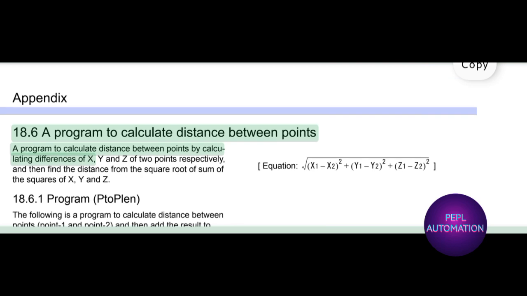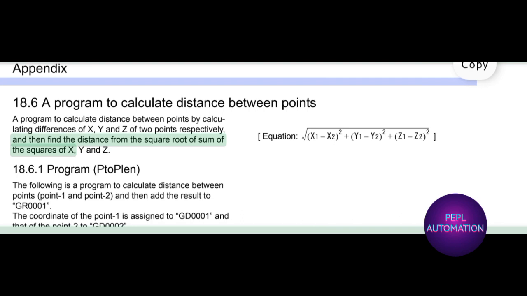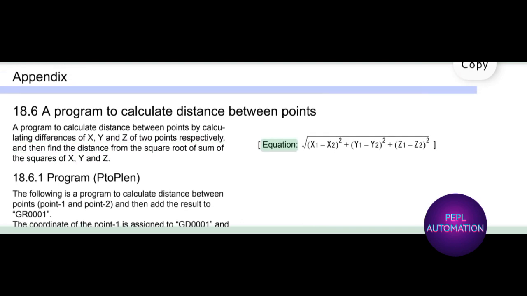18.6 A program to calculate distance between points. A program to calculate distance between points by calculating differences of x, y and z of 2 points respectively, and then find the distance from the square root of the sum of the squares of x, y and z. Equation.